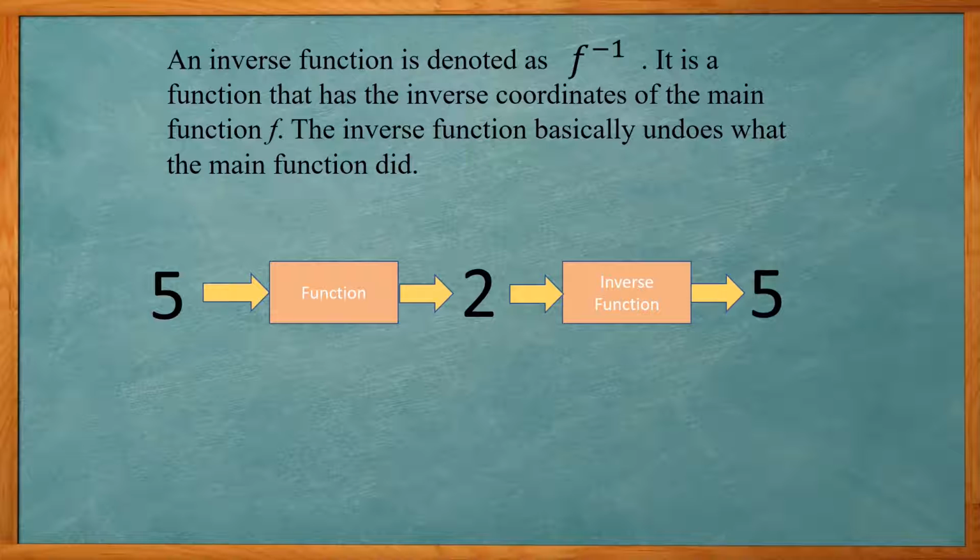I plug in 5, I get a 2 out of the main function. I take that 2, plug it back into the inverse function, and I get a 5. So the coordinates in the main function were 5, 2, and the coordinates in the inverse function were 2, 5. It undoes what the main function did.